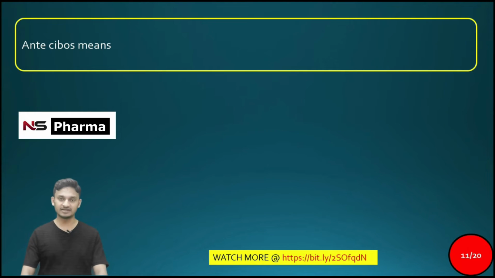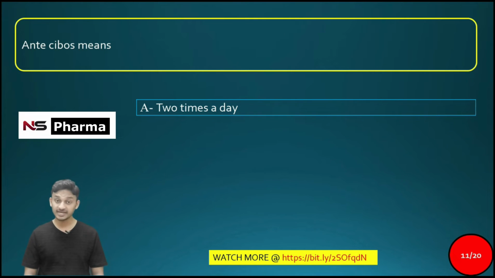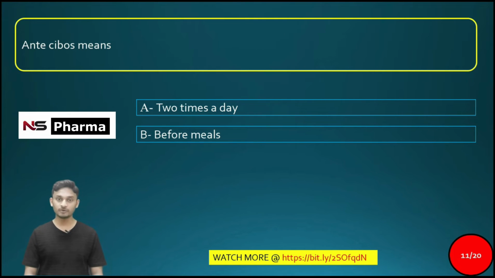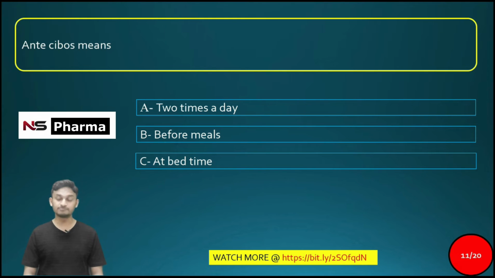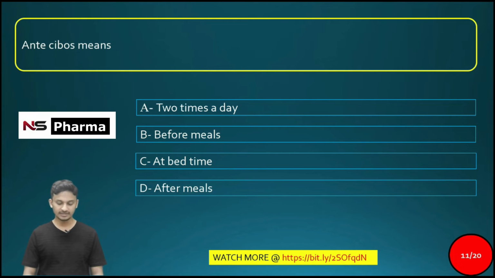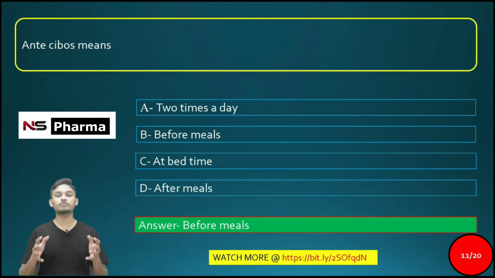Question number 11. Ante cibum means. That's the Latin term ante cibum. The options are: A, 2 times a day; B, before meals; C, at bedtime; D, after meals. Cibum means meals, ante means before. The correct answer here is option B, before meals.